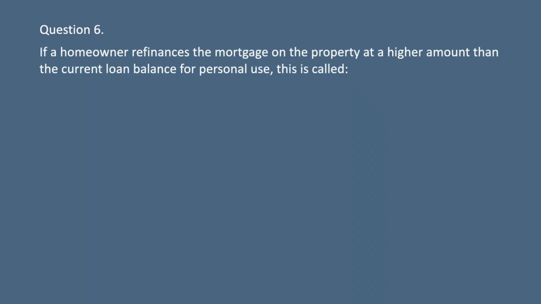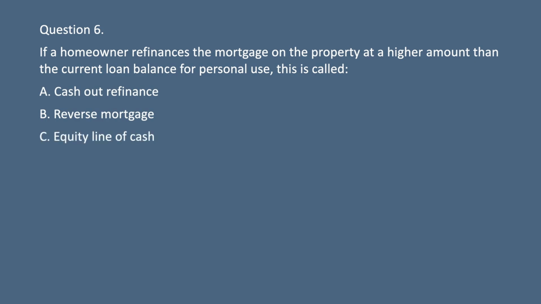Question 6. If a homeowner refinances the mortgage on the property at a higher amount than the current loan balance for personal use, this is called A. Cash-out refinance. B. Reverse mortgage. C. Equity line of cash. D. None of these.